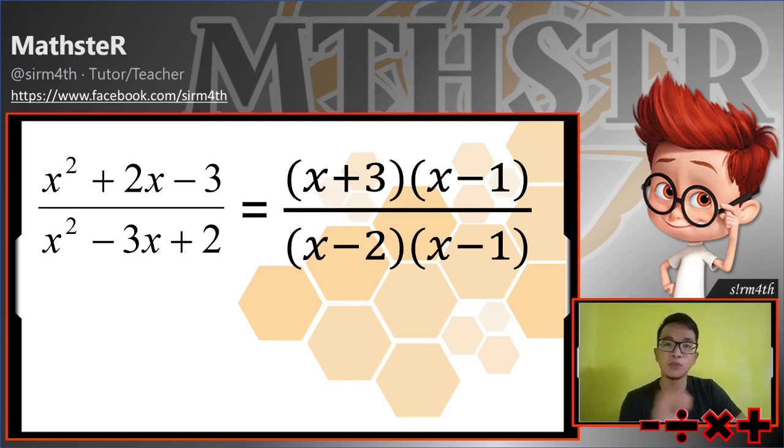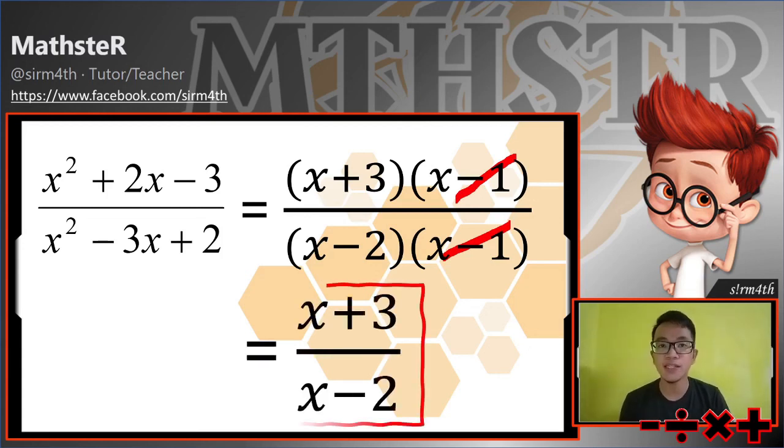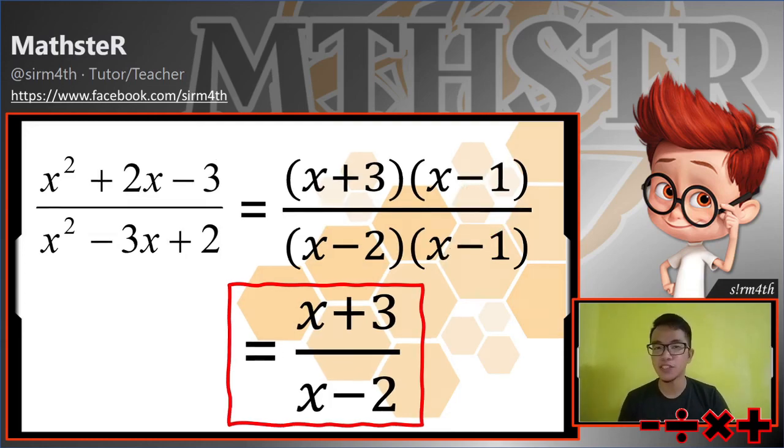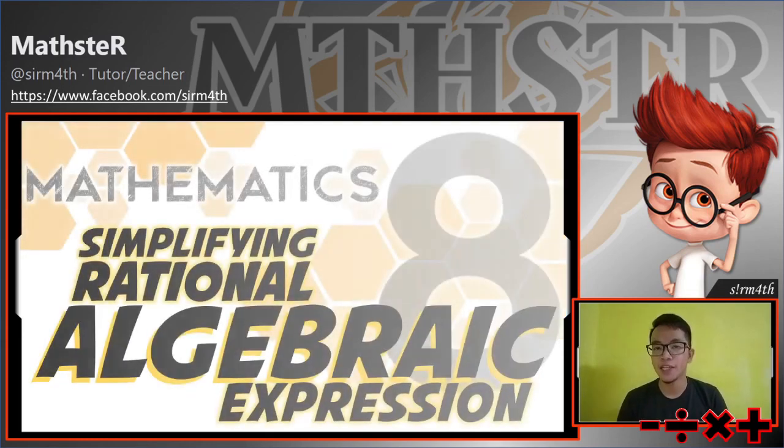So our factors for the numerator are the quantity of x plus 3 times the quantity of x minus 1, and for the denominator, we have the quantity of x minus 2 times the quantity of x minus 1. So ang common factor nila dito, nakikita naman natin, pareho silang may x minus 1, so i-cancel na natin sila. At again, yung hindi natin ma-cancel, sila yung ating magiging final answer. Okay, so yun yung pag-simplify natin ng rational algebraic expression.